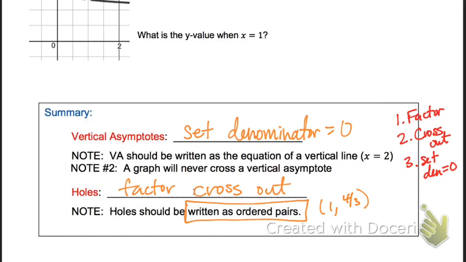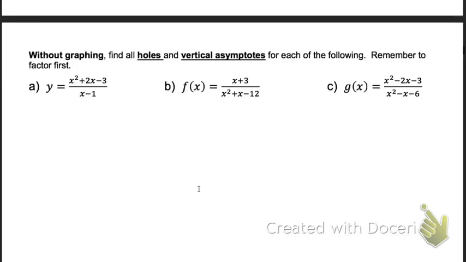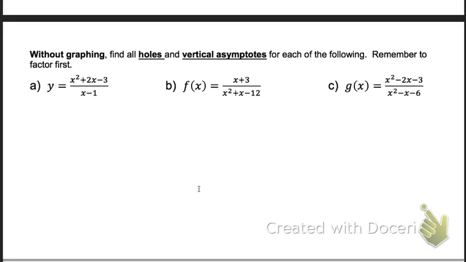Okay, so we're going to just go through 3 quick examples just to get you started for your homework. We're going to do the first one together, and then I'll let you do the last 2 with your shoulder partner.